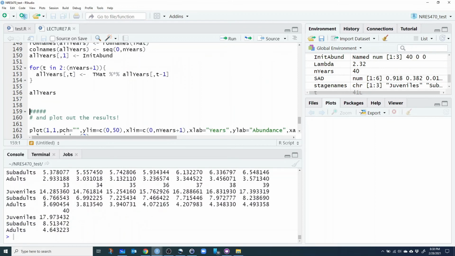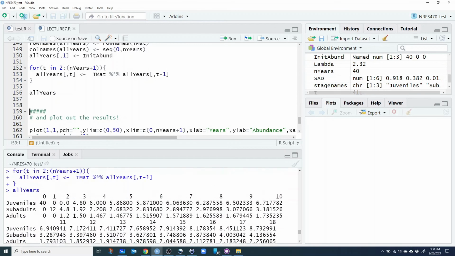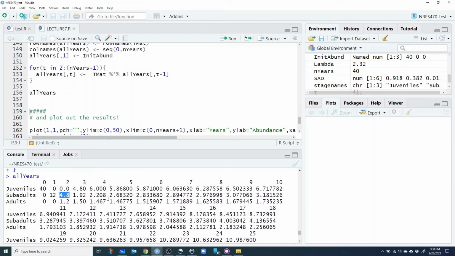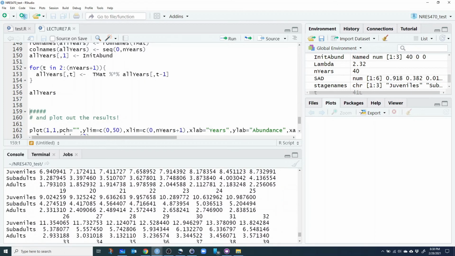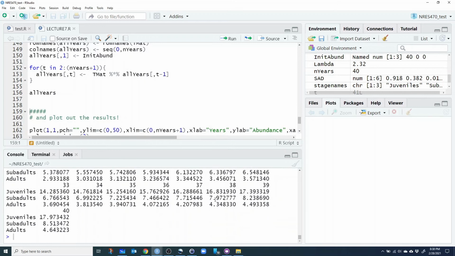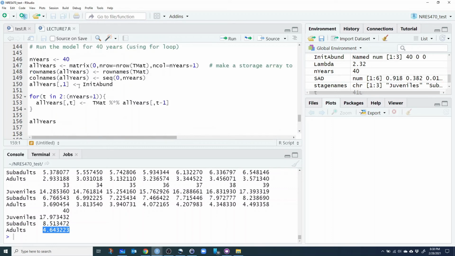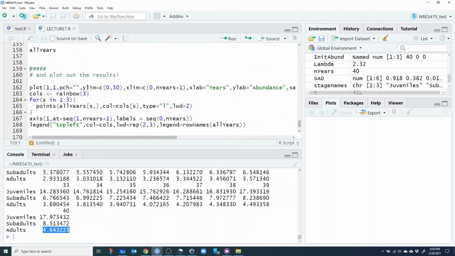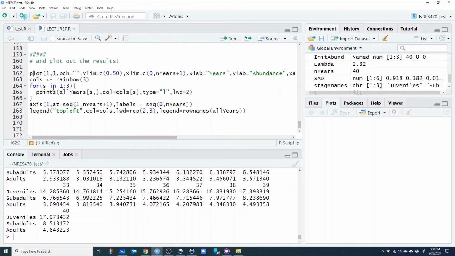And when we do, we see that we now have an actual number of individuals each year, and it is looking like it is growing exponentially, slowly but exponentially. And by the end of the simulation, we have about 18 juveniles, 8.5 subadults, and 4 adults. Let's look at the results as a plot.